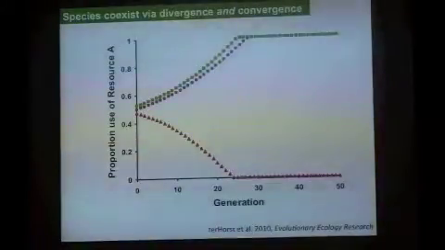So the interesting dynamics happen when we add a third species into this system. So now we've added this red species, and the red species evolves a way to use resource B. The green species still evolves to use resource A, but now the purple species is kind of stuck in the middle. And so in this case, it converges with the green species and starts using resource A. And so we do get some convergence there.